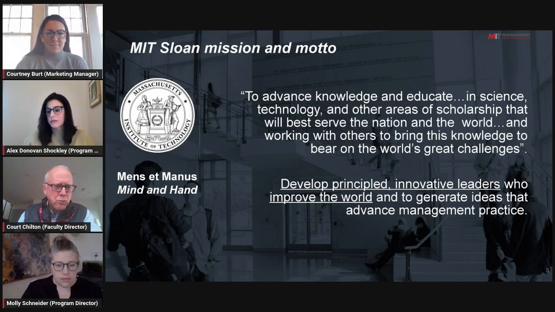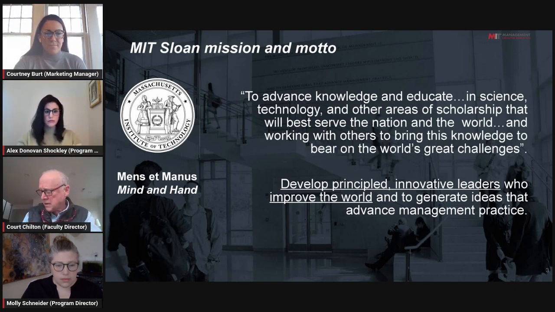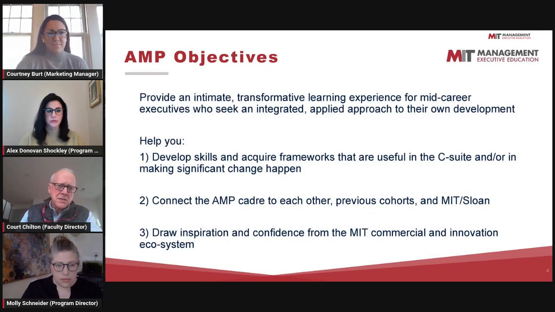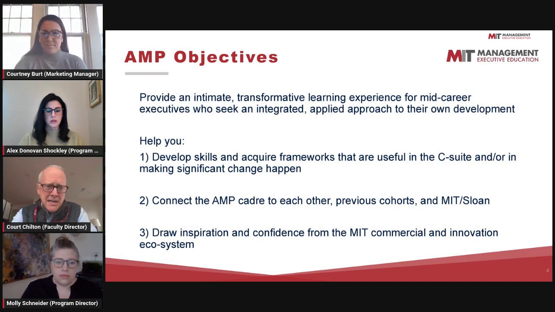So that explains why we do the AMP the way we do. And I just want to talk with you a little bit about what that is now. What's the purpose and how does it work? So the objective of the AMP program, this is our longest form program. It's 5 weeks back to back to back in June. And the goal is to provide an intimate, transformative learning experience for mid-career executives.